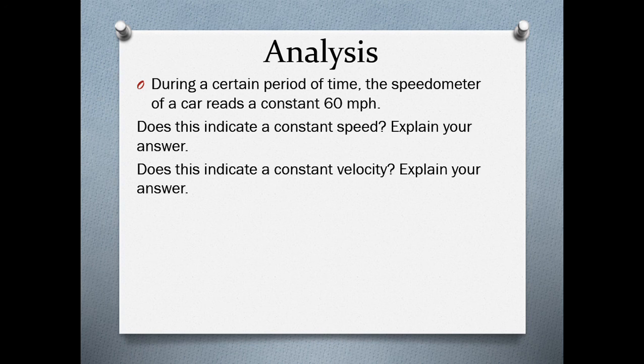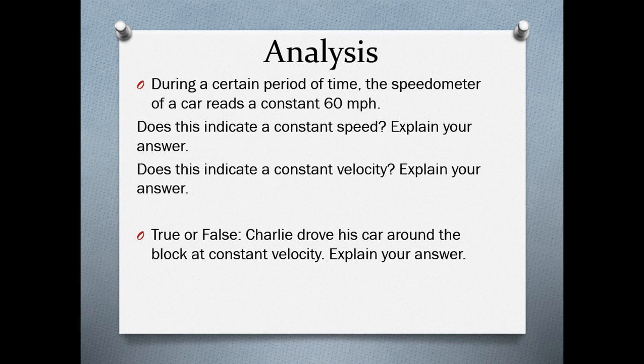Okay, and in the other case, does this indicate a constant velocity? Explain your answer. Well, in this case, it does not show a constant velocity because we're missing something very important in there. We're missing the direction it is applied to. And if there is not speed and direction, it means it's not velocity.